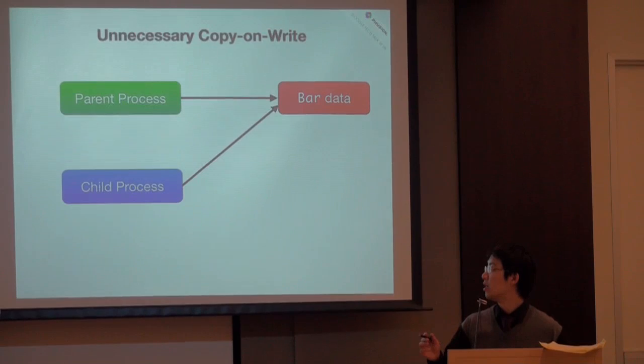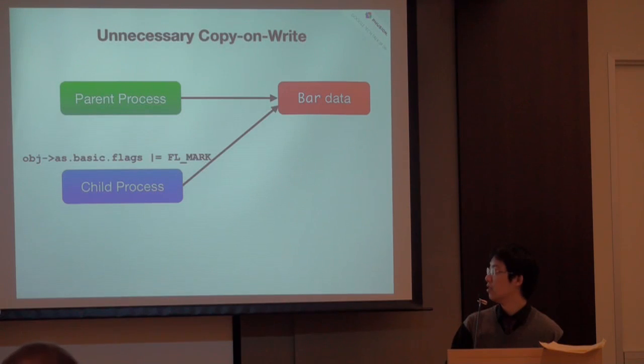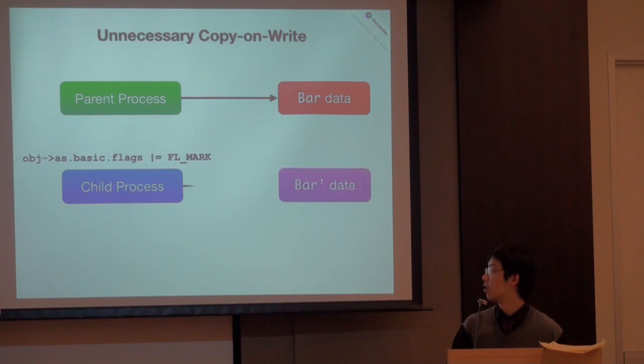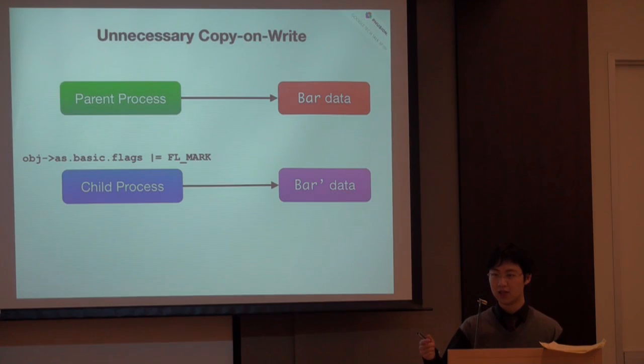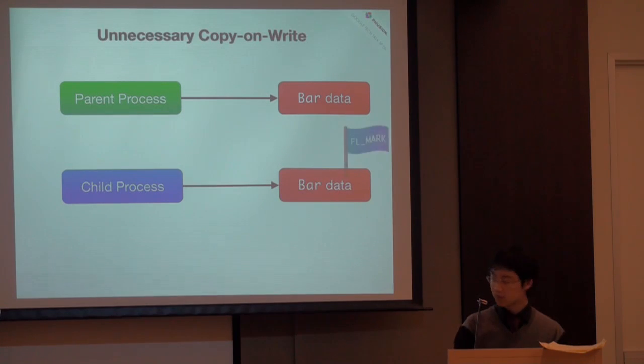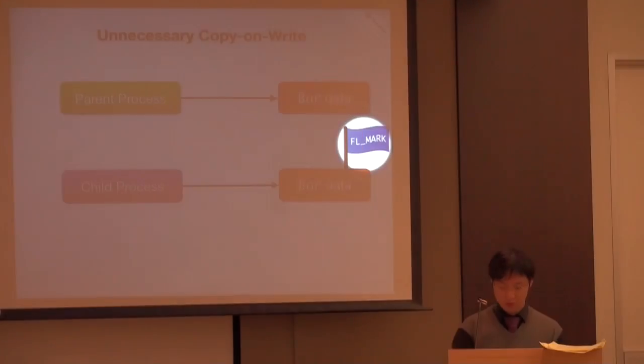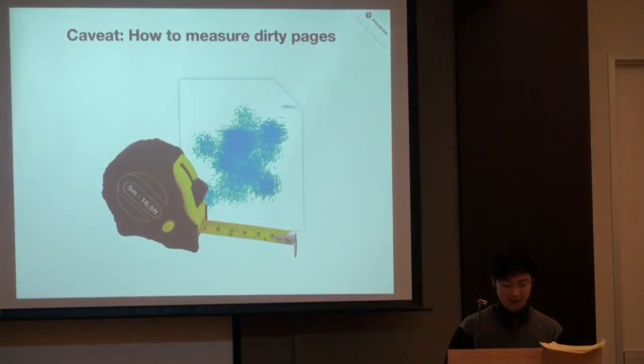If we go back to the example with the processes, you see, for example, a parent process and a child process, and they refer to some bar data, and this bar data could be Rails AST nodes. Whenever the garbage collector runs, it will mark all those AST nodes, and this causes copy-on-write, so you end up with a copy of the bar data that's actually identical. You don't really need to create this copy, it just wastes memory. And it's all because of this FL_MARK flag.